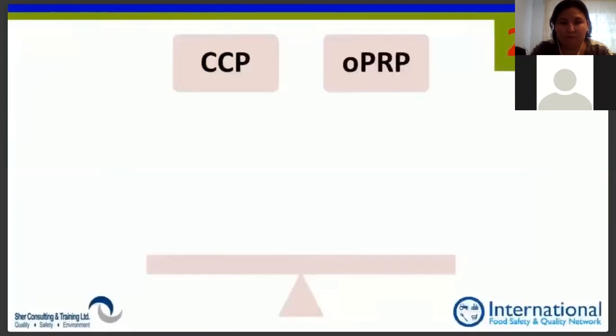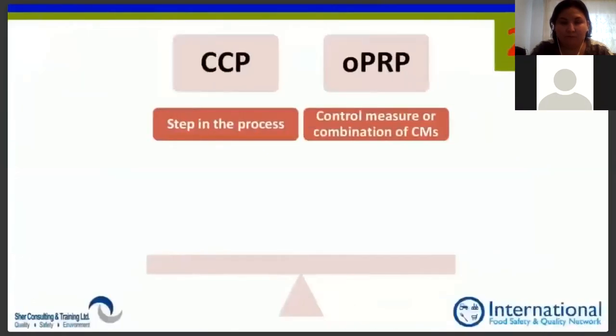So just a comparison graphic, CCP, OPRP. Let me just change my transition. Can I do that? Hang in there for a second. I don't like the way it's transitioning. Let's try this.